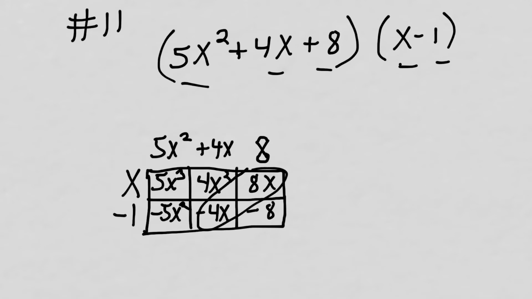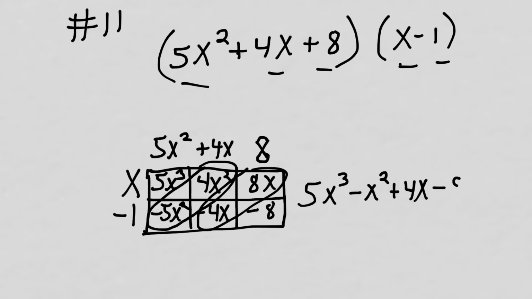First one is going to come down, 5x cubed. Then we're going to combine the squares. We've got negative 5x squared plus 4x squared, which is going to give us minus x squared, negative 1x squared. Then we combine negative 4x and 8x. We end up with, oh, I'm sorry, that's plus 4x. Then finally, we end up with negative 8. So there's your answer for the trinomial.